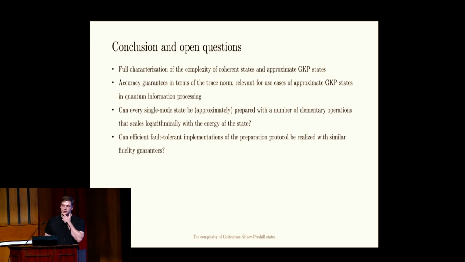So yeah, with this, let me conclude. As we've seen, this was a full characterization of the complexity of coherent and approximate GKP states. And importantly, I want to repeat that this preparation protocol comes with accuracy guarantees in terms of the trace norm. This can be relevant if you want to use approximate GKP states for quantum information processing or for quantum algorithms. And there are also some open questions.